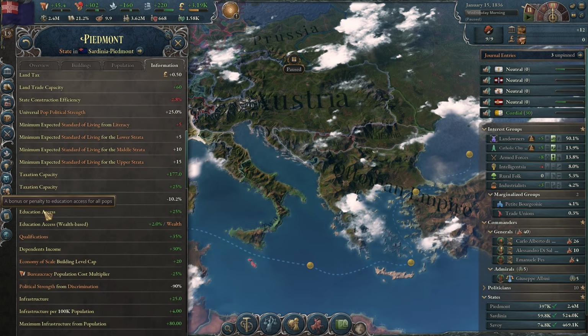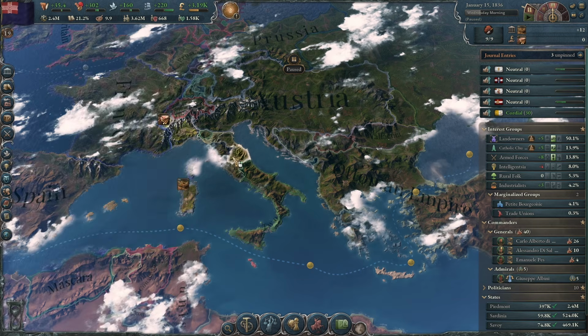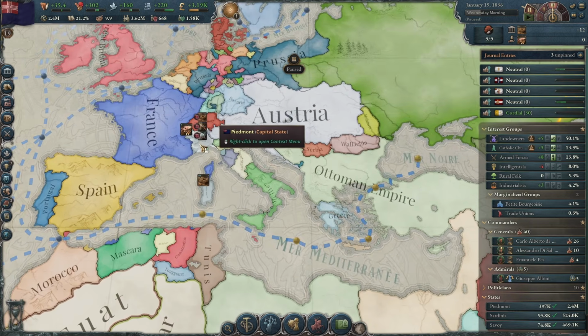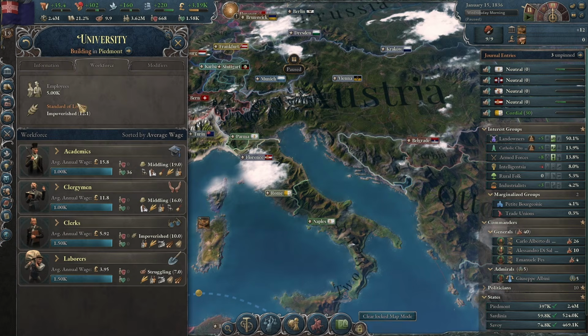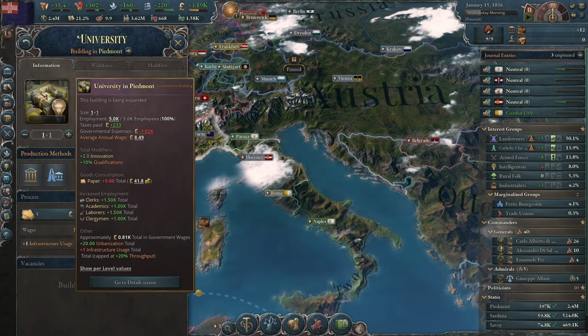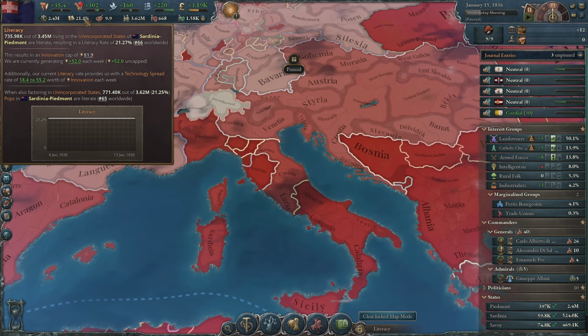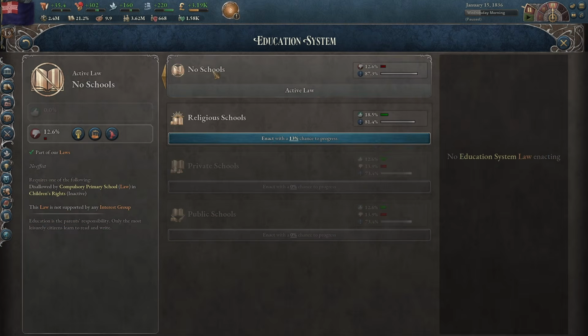Education access is going to come from wealth, it's going to come from your laws, and it's going to come from your decrees if you manage to set down a decree that generates more education access. But universities are sort of like finishing schools or colleges. They're not meant to teach people literacy. So in order to drive up your literacy rate, you do need to make your population wealthy and give them access to a school or education system.